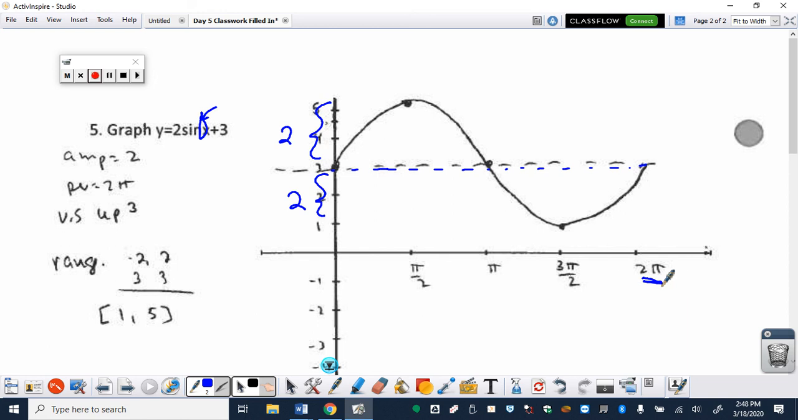Half of 2 pi is pi. Half of pi, pi over 2, and so on. And then again, your 0, high, 0, low, 0, back to 0. You're going to plot those points accordingly and connect the dots with a nice curve.